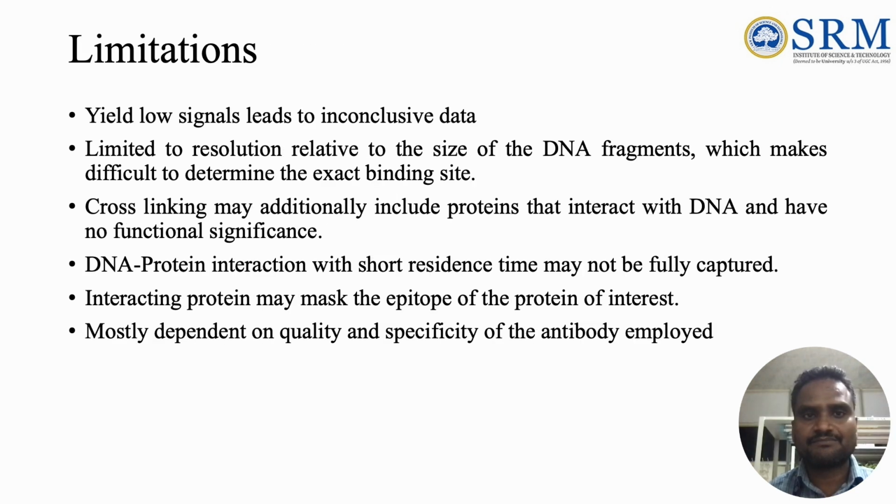The limitations of ChIP techniques: they yield low signals, making it hard to draw clear conclusions. If the fragments are too large, it becomes difficult to pinpoint the exact protein binding site. The cross-linking can trap proteins that are near DNA but have no real functional significance. Proteins that bind only for a short time may not be effectively captured. Some proteins interact in large complexes, and this can hide the binding site needed for antibody recognition. The success of ChIP heavily depends on the quality and specificity of the antibody used.